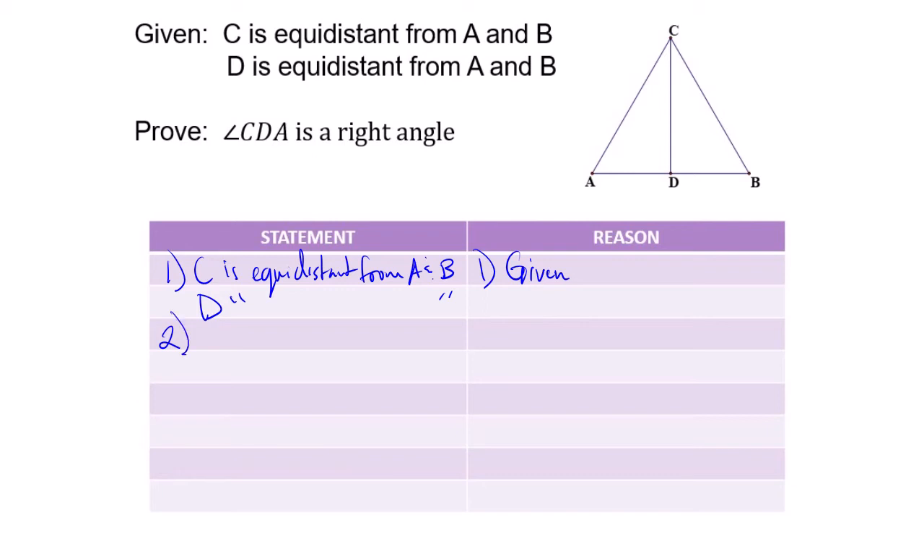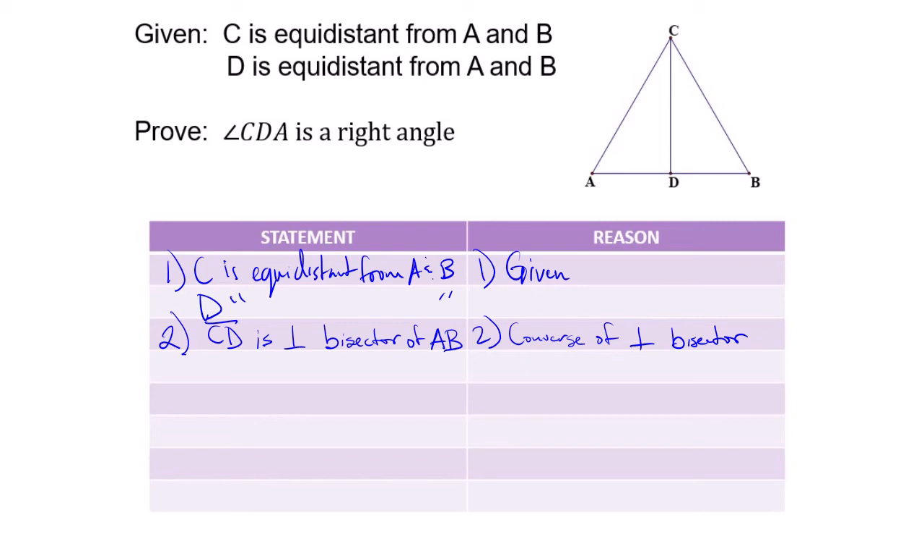So we can say that CD is perpendicular bisector of AB. Okay. And so that's because of the converse of perpendicular bisector theorem. Okay. All right.